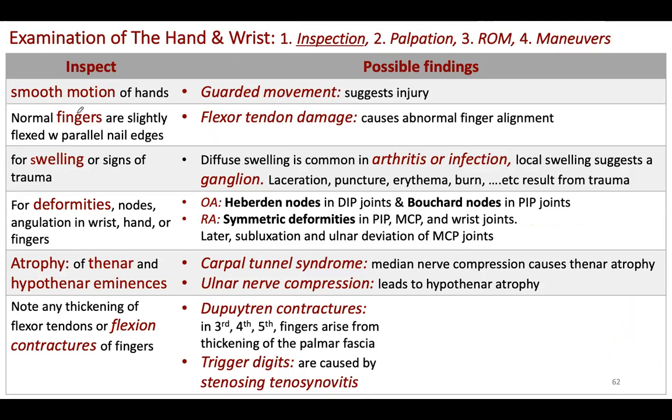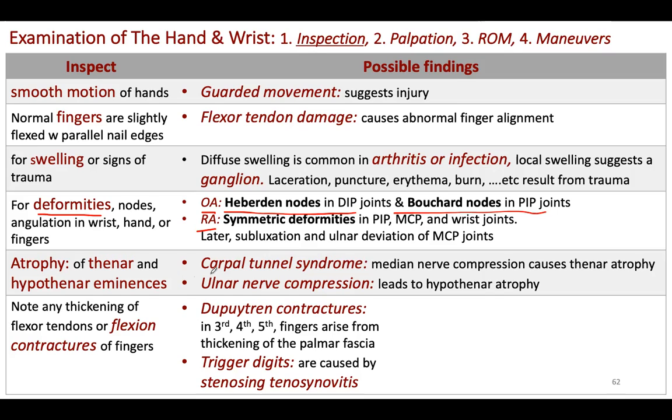Examination of the hand and wrist. Look at the motion of the hands, if it is smooth or guarded; guarded movement might suggest injury. Normal fingers are slightly flexed. Look for any swellings. Maybe there's arthritis, infection, or a ganglion. Look for deformities like the famous bone nodes. In osteoarthritis, you have Heberden nodes at the DIP or Bouchard nodes at the PIP. Deformities in rheumatoid arthritis include ulnar deviation or boutonniere deformity.